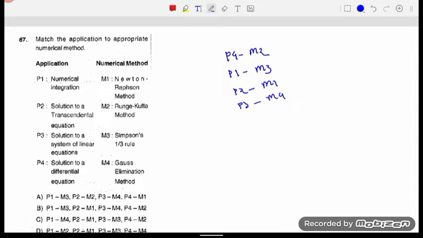Let us check which option is correct. P1 is M3, so we have two options, option A and option B. P2 is M1, so option A is eliminated. So option B is correct. Let's move on to the next question.